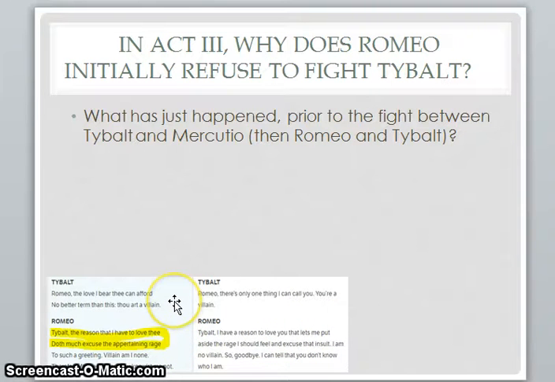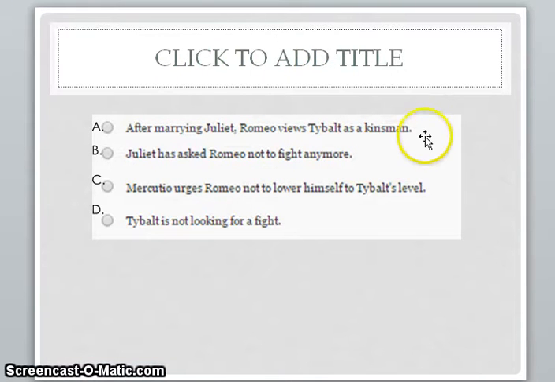Tybalt says to Romeo, "Romeo, the love I bear thee can afford no better term than this: thou art a villain." And then Romeo says back to Tybalt, "Tybalt, the reason that I have to love thee doth much excuse the appertaining rage."